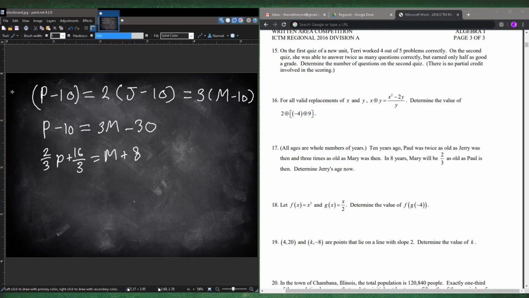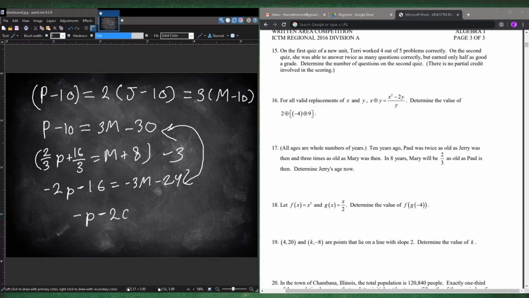Okay, so let's cancel out M. Multiply this bottom equation by -3. Then this turns into negative 2p minus 16 is equal to negative 3m minus 24. And add these two equations together. Then that will be negative p minus 26 is equal to negative m.